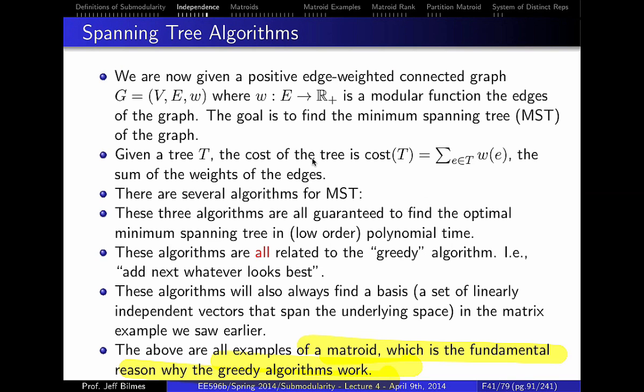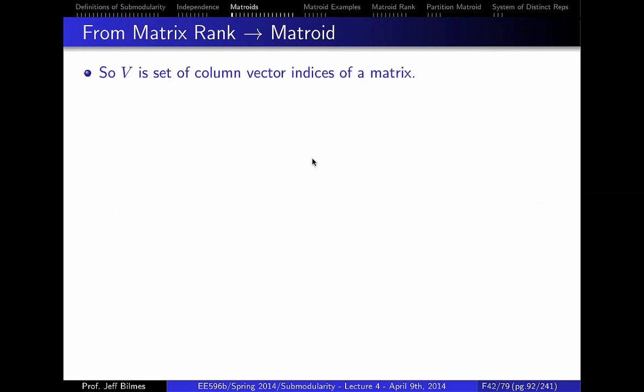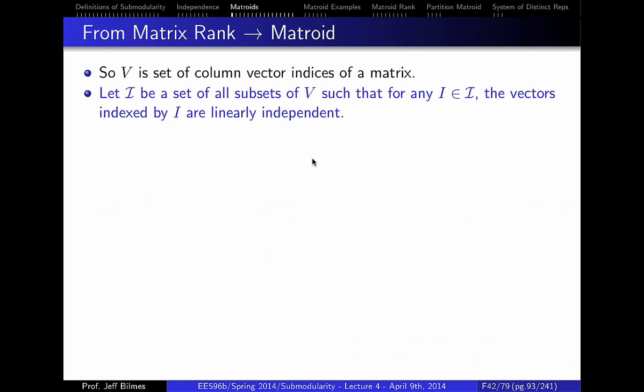But let's first look at matroids to get a sense of graphic matroids first. Let's first of all get a sense of what a matroid is. So from matrix rank to matroid, V is a set of column vectors of the matrix. So remember, V is our matrix, and then script I is a set of sets. It's a set of subsets of V. Every member of I is going to be a subset of V, and any member of I is guaranteed to index a set of linearly independent vectors.